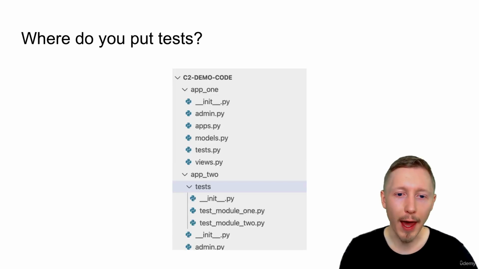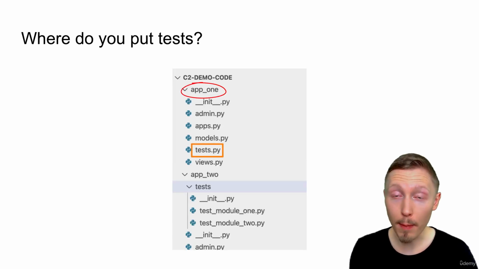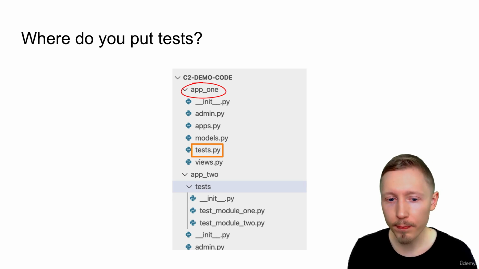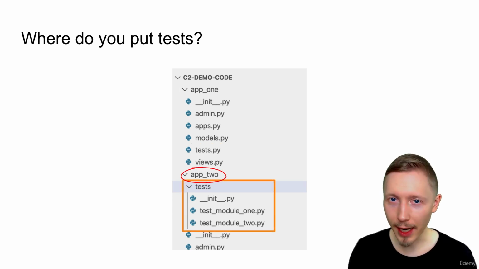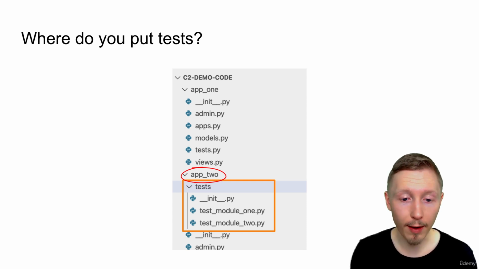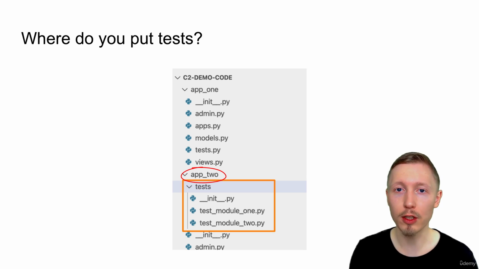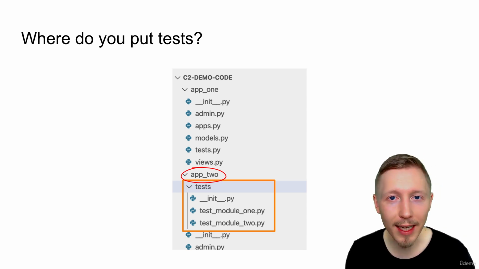Here's an example of a project. Here we have app 1, where we have the test.py module that we're using to store the tests. And then under that we have app 2, and in that example we have the tests subdirectory, and we've broken our test modules down into two separate modules, one called test module 1 and the other called test module 2.